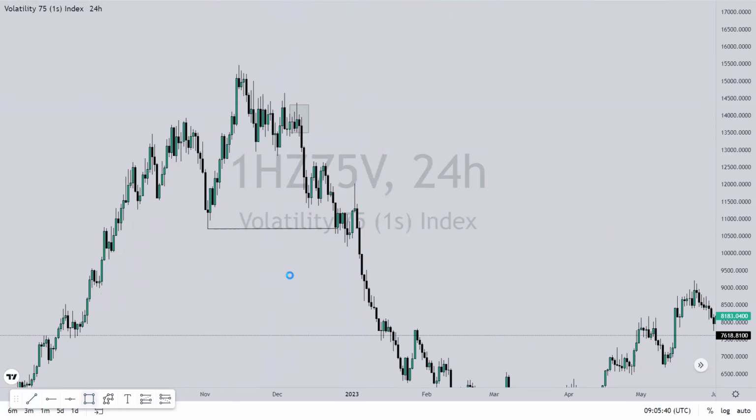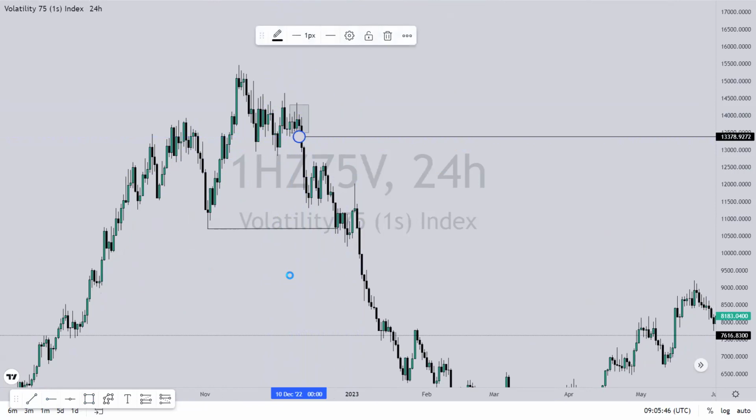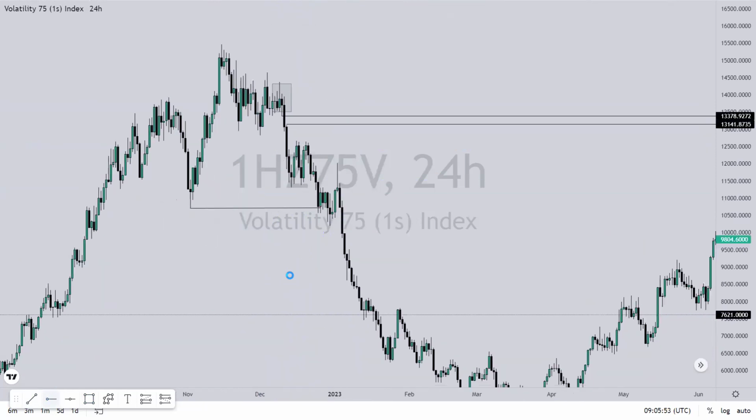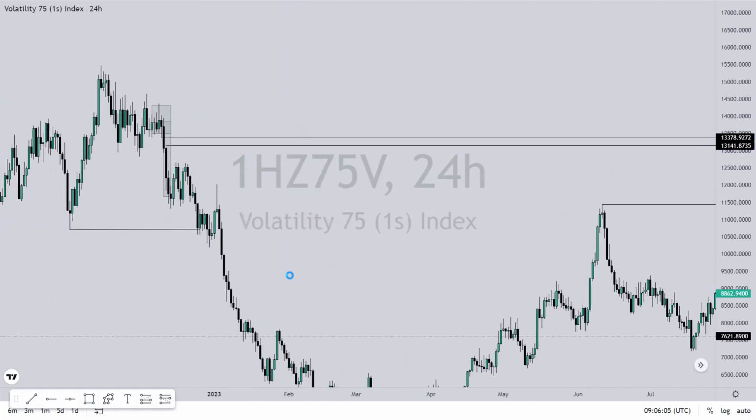We have a fair value gap that has the potential of dragging the price back into this zone. So this is our fair value gap around here. So we're going to mark that out also. That's our liquidity void. This is the void here. You can see those candles. So we have that around that area.